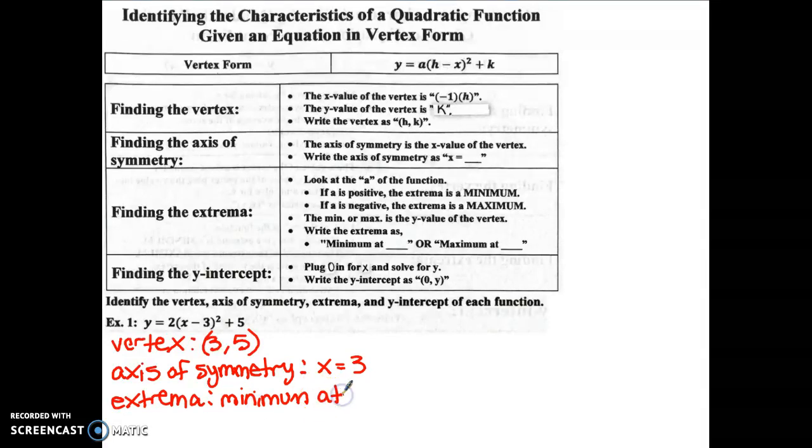And the minimum is at 5 because the extrema is simply the y value of the vertex. Now, lastly, the only thing that we have to actually solve when we're given vertex form is for the y-intercept.